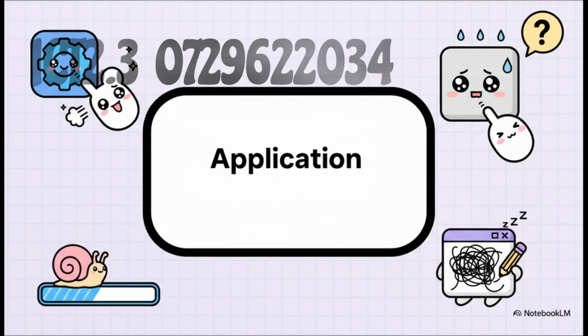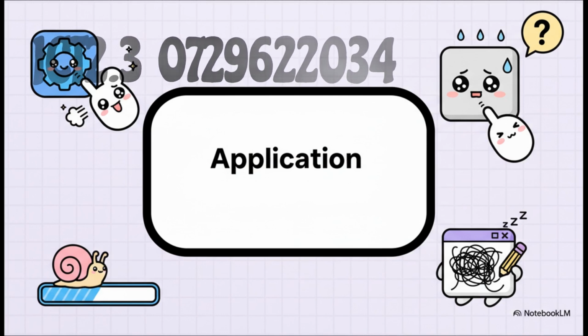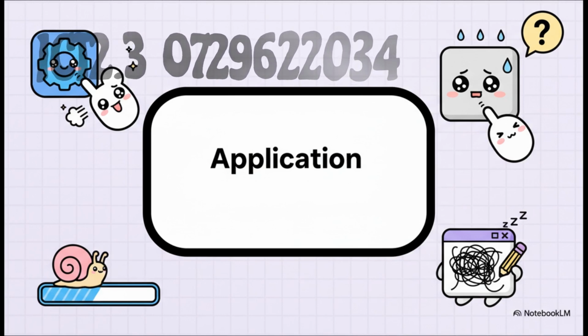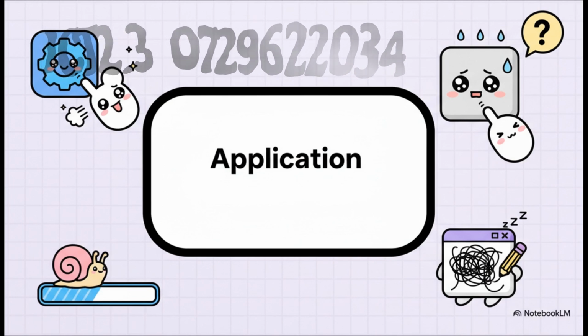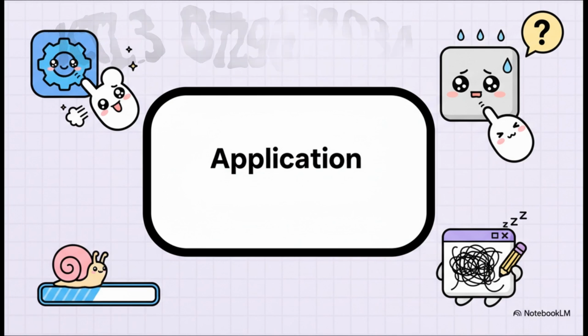So how can you tell if it's an application problem? Well, there are some classic telltale signs. You might click the icon and nothing happens. Or the program opens, but it's completely frozen. Maybe it just takes forever to load, or certain buttons and features just don't work right. If any of that sounds familiar, you're almost definitely looking at an application issue.